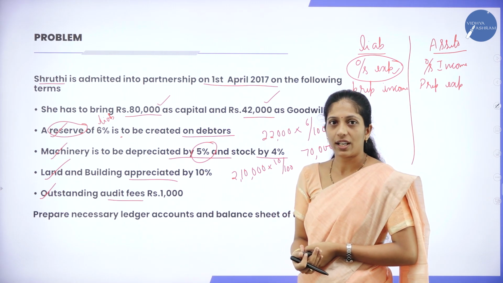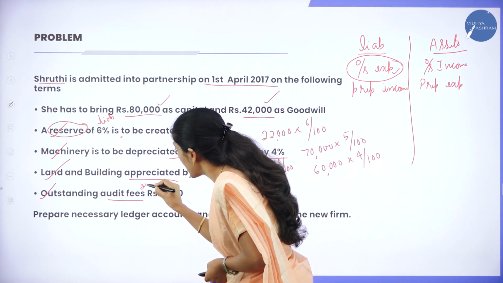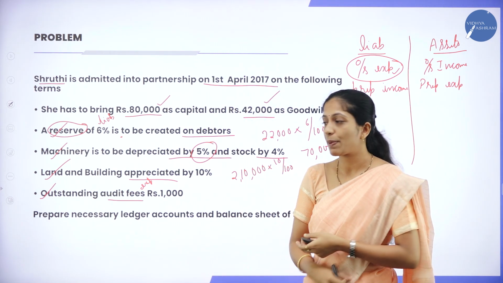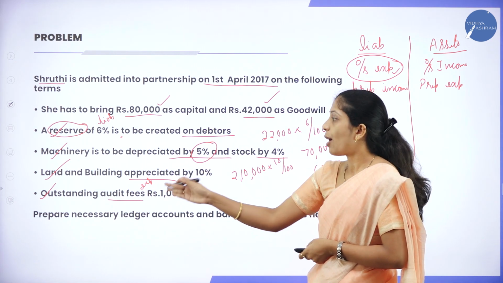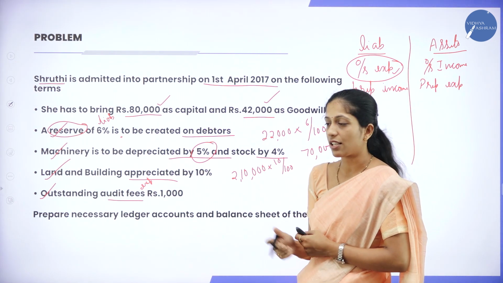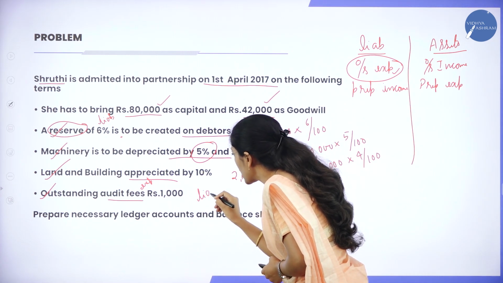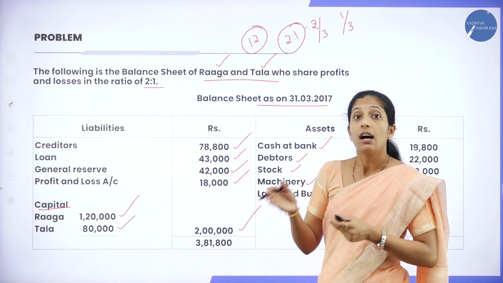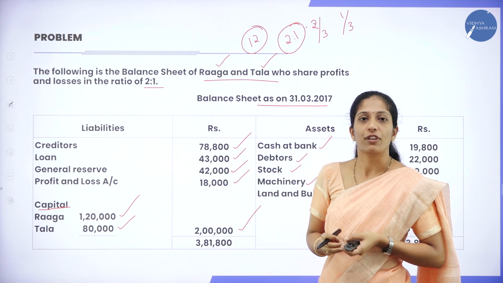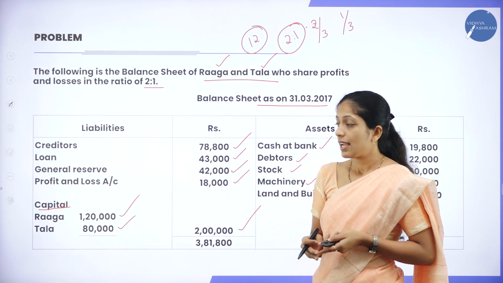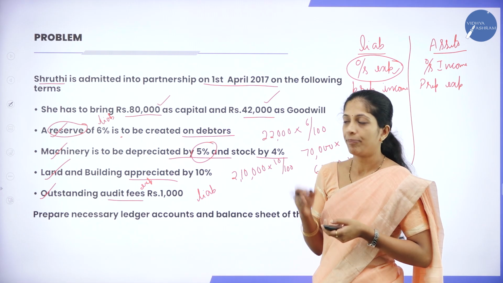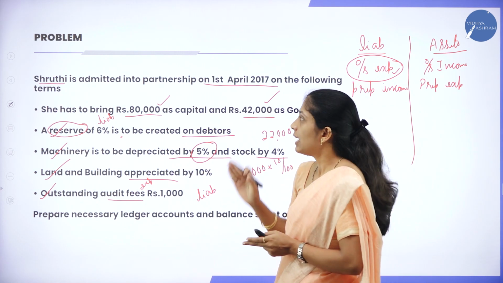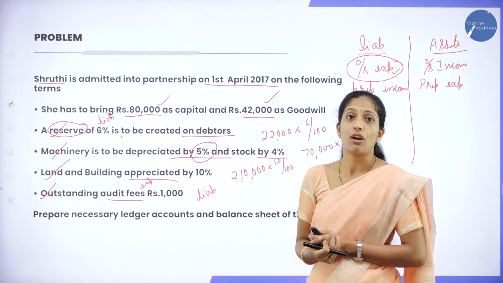Now outstanding audit fees. I have already told you audit fees is an expense. They have simply given just an item, so it means it is an expense. Outstanding audit fees, outstanding expenses, so it's a liability. If you see the balance sheet, on the liability side they have not given the outstanding audit fees. In the sense, earlier it was not there, but during the admission of a new partner it has arisen in the business. That means an increase in liability. Now we are done with all these adjustments. Hope you have understood the adjustments. Now we shall see where these adjustments will come in your solution.